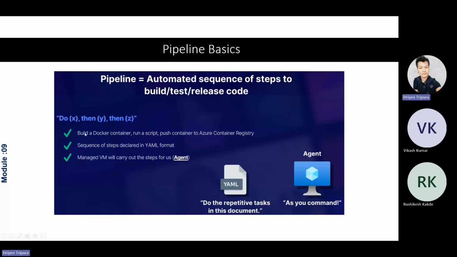As a second example, building a Docker container is the first step, just step by step. Then run a script. After running the script, push the containers to Azure Container Registry, because we are talking about the Azure part. I will explain later why we are using Azure Container Registry and not others. We also have the open source Docker Hub. Docker Hub can be used even in Azure, and we can pull the image from Docker Hub.